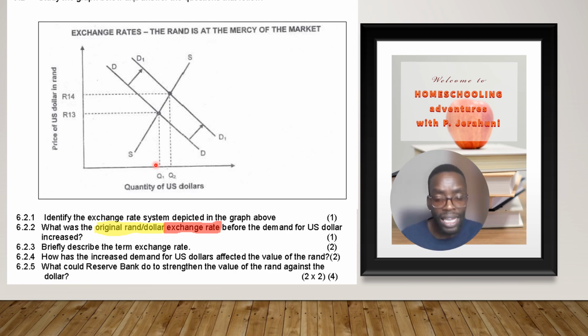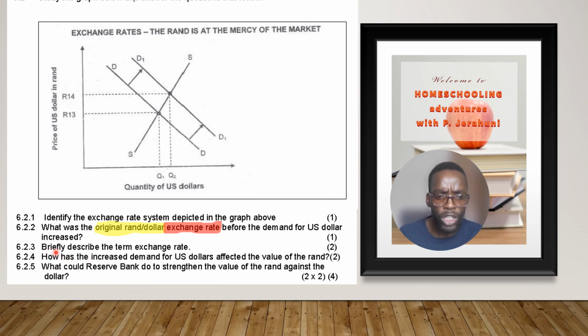And sometimes exams will be asking for the original market quantity. If you give me the price when the question was asking about the quantity, then you are wrong, because you did not give me the quantity, you gave me the price. So you need to understand the context, what the question is asking, so that you answer the correct thing. So the correct answer there is 13 rands, because it's the original rand per dollar exchange rate before the demand for US dollars increased. That's 1 mark for you there.